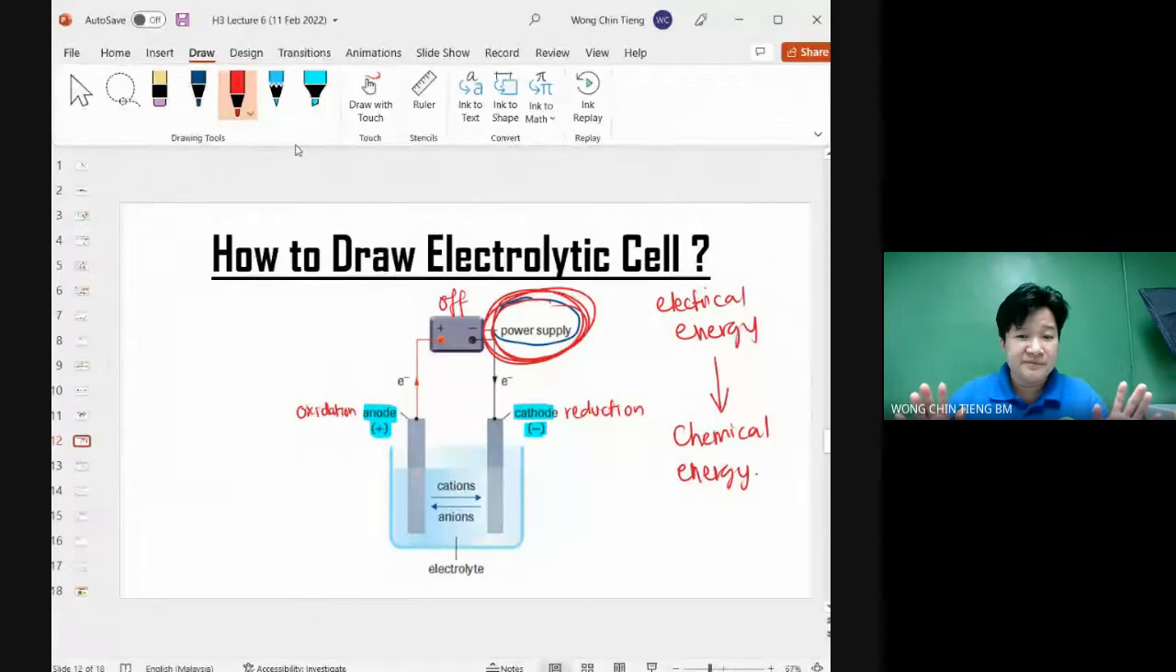Alright, nothing will happen. Okay, we need to turn on the switch. We need to have the power supply. Barulah your chemical reaction akan berlaku. Then only you will provide your chemical energy. Okay, see the difference? And I want to show you the main difference over here.